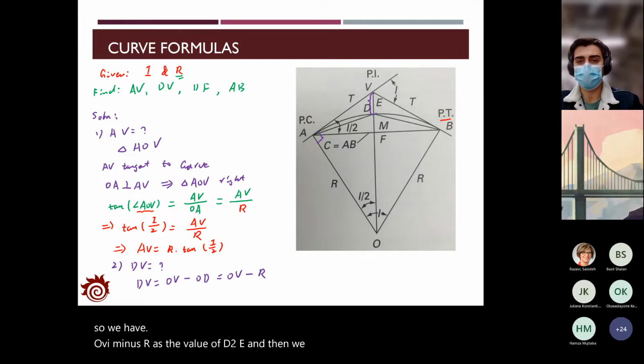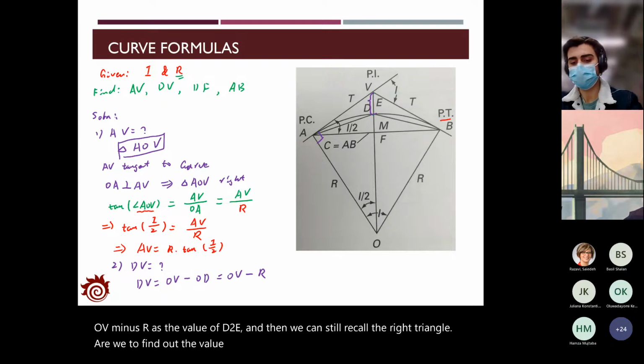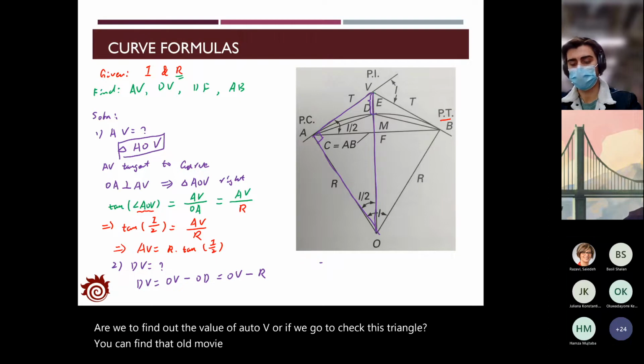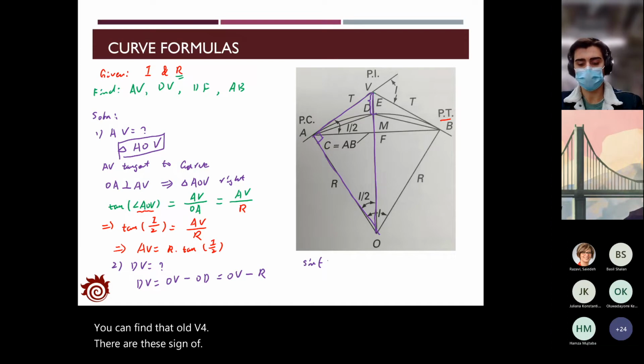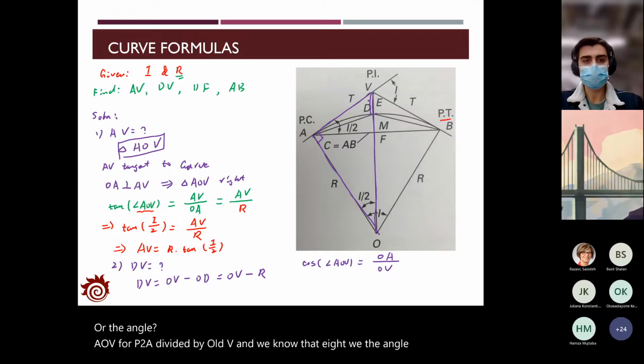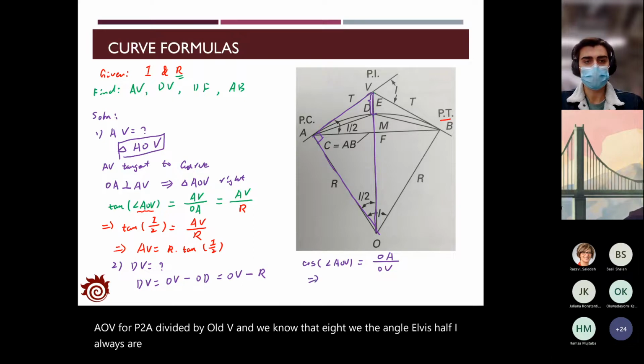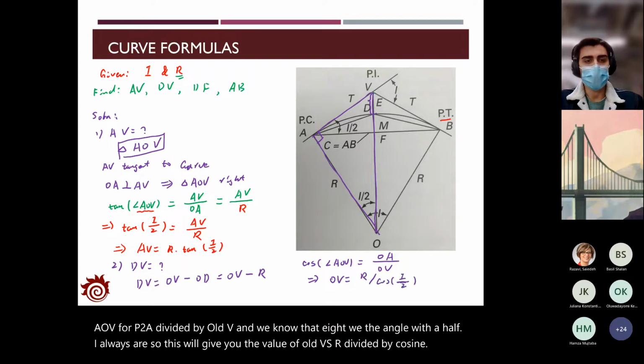And then we can recall the right triangle AOV to find out the value of O to V. If we check this triangle, the cosine of the angle AOV will be O to A divided by O to V. And we know that the angle AOV is half I, and O to A is R. So this will give you the value of O to V as R divided by cosine half I.